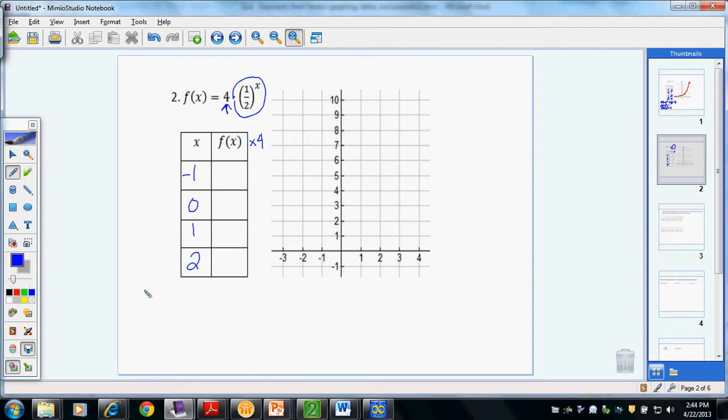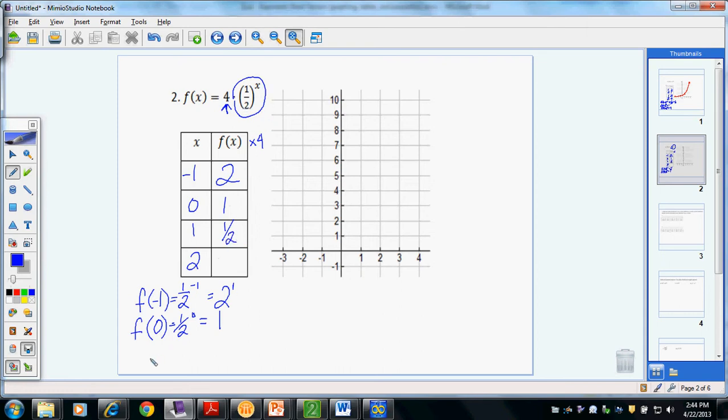So let's do that. We have f of -1, and we're just looking at our base with the power. So we have 1 over 2 to the -1. Again, this says we flip it. So now we're going to have 2 to the positive 1 power, which is just 2. When we replace x with 0, we get 1/2 to the 0 power. Anything to the 0 power is 1. 1/2 to the first power is 1/2.